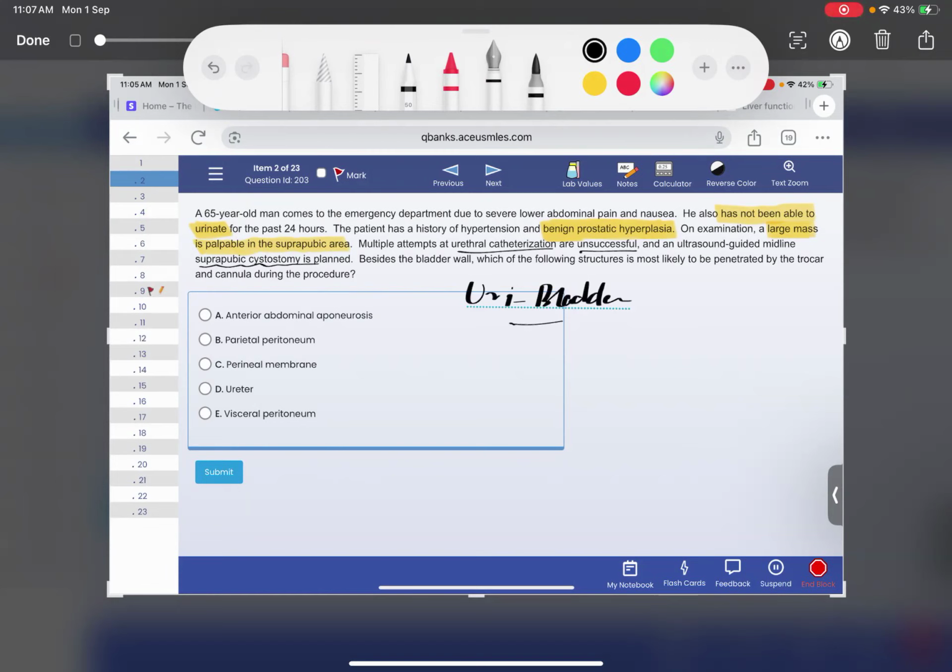So we are going to relieve the bladder and remove the urine. For this we are performing suprapubic cystostomy. So the structures, if you have some knowledge of the anatomy, this is the anterior abdominal wall. So it's an abdominal wall.